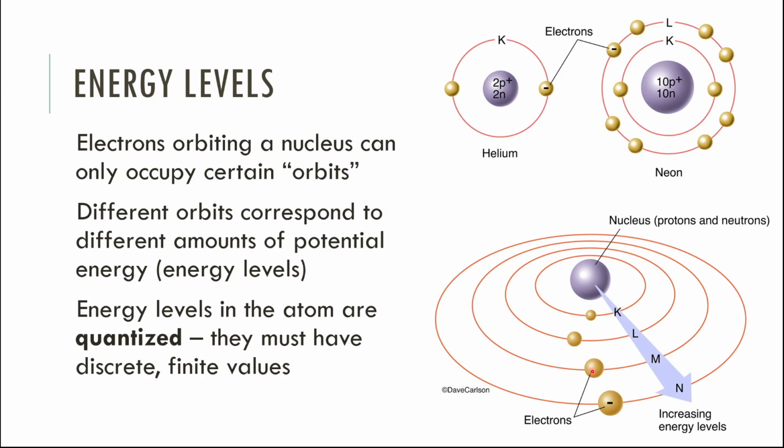So you can only have certain amounts of energy. You can't have an amount of energy in between K and L. You just can't. They don't fit. All right. So that's what we're finding and what we're going to look at: the idea that the energy levels in the atom are quantized. This is just a word for basically they come in discrete chunks, discrete amounts. They're not continuous. They are discrete.